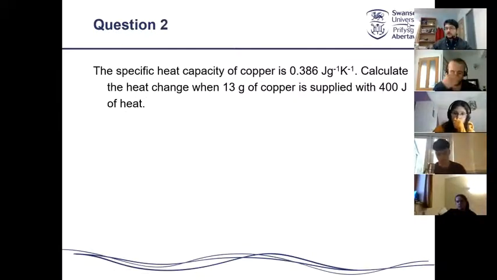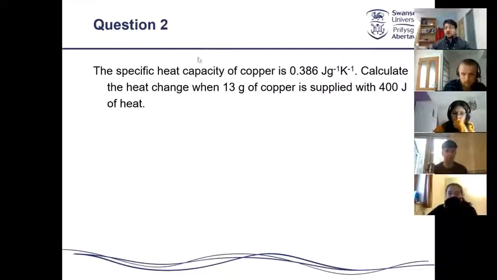So now to hand it over to you to have a look at one of these. This time we're looking not at a liquid, but at a solid. So if the specific heat capacity of copper is given as 0.386 joules per gram per Kelvin, calculate the heat change when 13 grams of copper is supplied with 400 joules of heat.